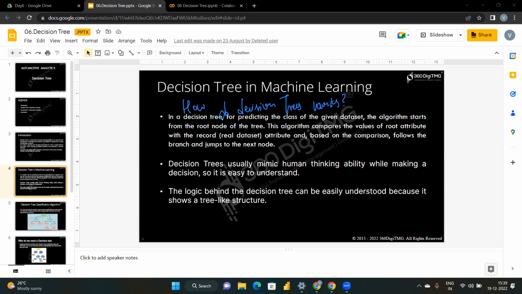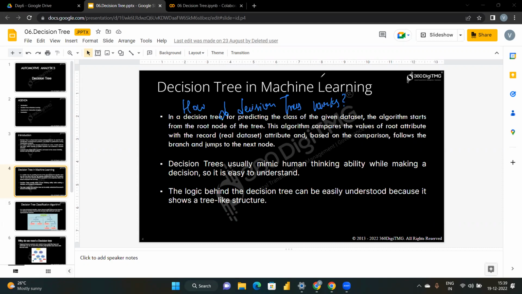Okay. The creation of subnodes increases the homogeneity of the resultant subnodes, which is important. Okay. So guys, the decision tree splits the nodes on all available variables and then selects the split which results in the most homogeneous subnodes. Okay, so the algorithm selection is also based on the type of target variables. Let us look at some algorithms, guys, which are used in decision tree.